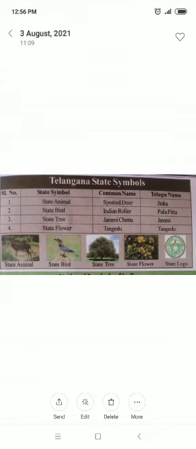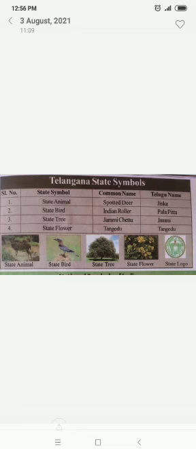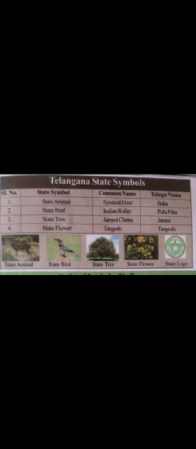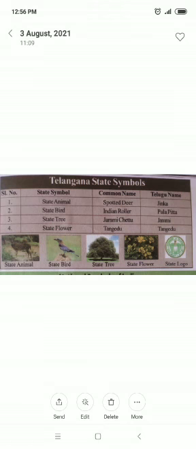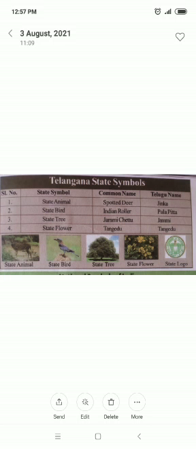Children, let the children learn about the symbols of the state. Telangana state symbols: state symbol, common name, Telugu name. State animal, spotted deer. Telugu name, Jinka. State bird, Indian roller. Telugu name, Palapitta. State tree, Jammi Chettu. Telugu name, Jammi. And state flower, Tangedu. Telugu name, Tangedu.